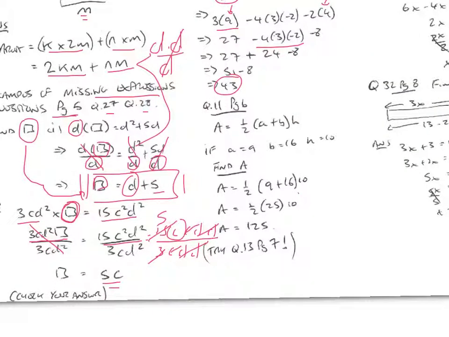Question 11 on page 6. A is equal to half a plus b all times h. If a is 9, b is 16, h is 10, find what A is. Just simply put in your values 9, 16 and 10. Work out with BIDMAS what's inside the brackets first, and then you can multiply half by 25 by 10. It's equal to 125. And you can try question 13 on page 7 for yourself.